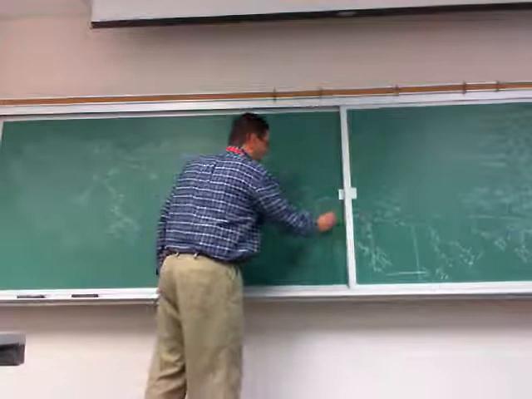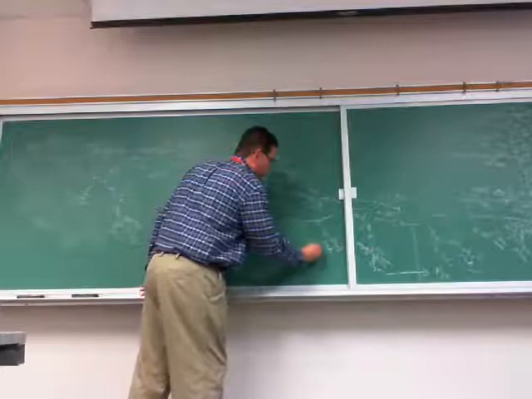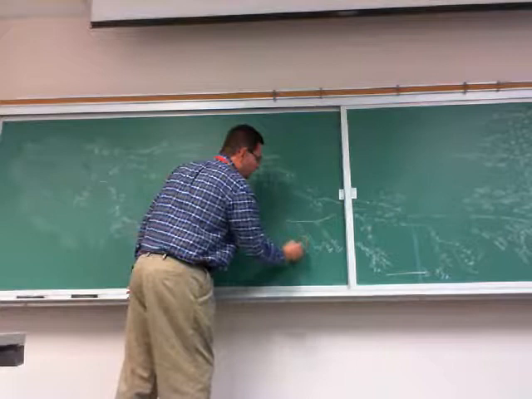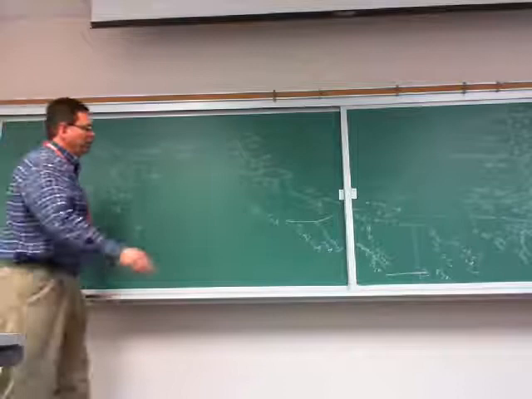I am being very abbreviated here. We can start condensing acetyl-CoAs together. We can take three acetyl-CoAs and make HMG-CoA. And this is actually the precursor for two different families of lipid molecules.